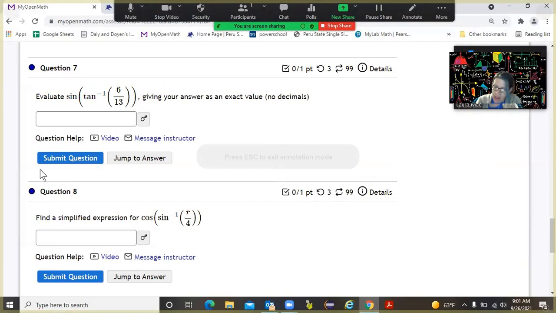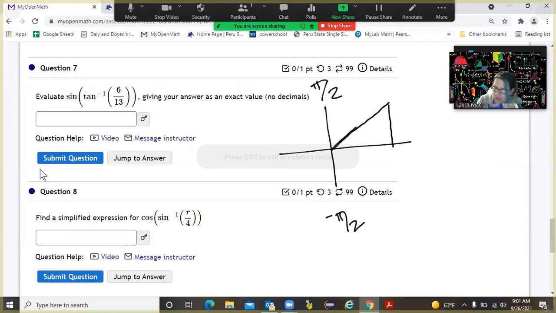And notice that the tangent is positive here. And, oh, well, it's tangent inverse. So tangent inverse has to be between negative pi over 2 and pi over 2. So because it's positive, I'm going to draw my triangle here in the first quadrant. I'm going to label my angle. Let's just call it theta. And so by asking tangent inverse of 6/13, we're asking the tangent of what angle is equal to 6 over 13.